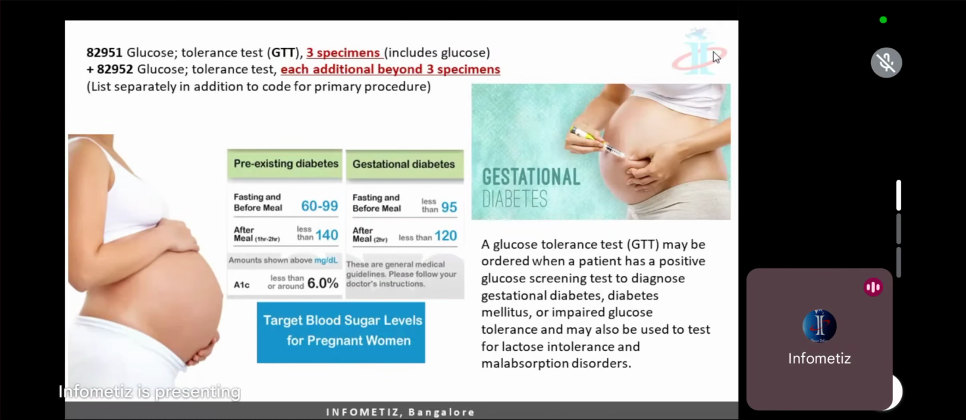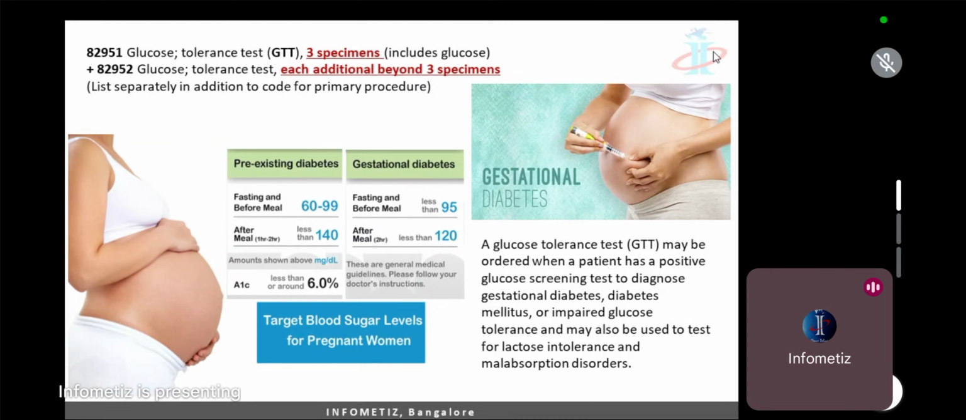So how to code it? Now we got the concept of this code. 82951 is for 3 specimens, which means 3 samples are included. Do not multiply 82951. If they're asking you 3 specimens, do not multiply 82951 into 3 with modifier 91 and nothing. We don't need that, because it already includes 3 specimens.